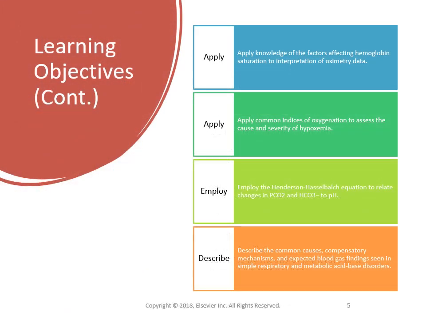You should be able to apply your knowledge of factors affecting hemoglobin saturation to the interpretation of oximetry data and apply common indices of oxygenation to assess the cause and severity of hypoxemia. You should be able to employ the Henderson-Hasselbalch equation to relate changes in the PCO2 and bicarb to pH, and describe common causes and compensation mechanisms for expected blood gas findings.